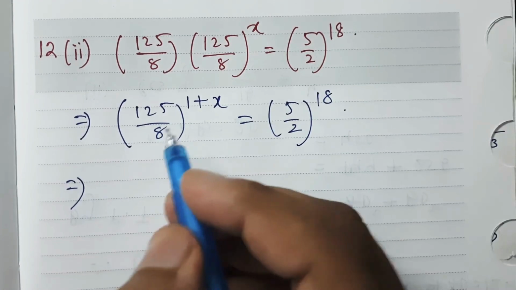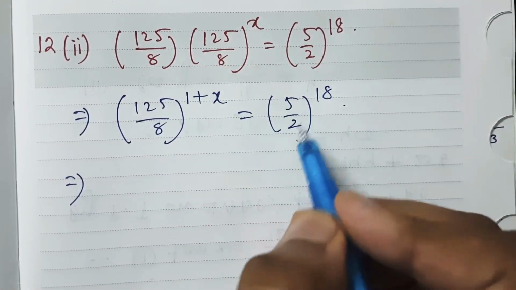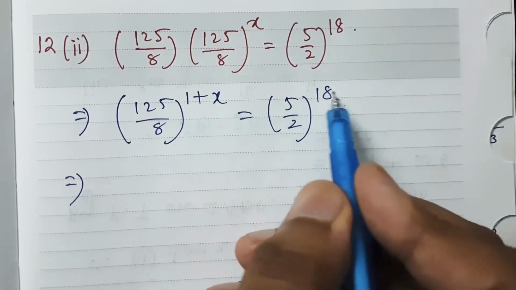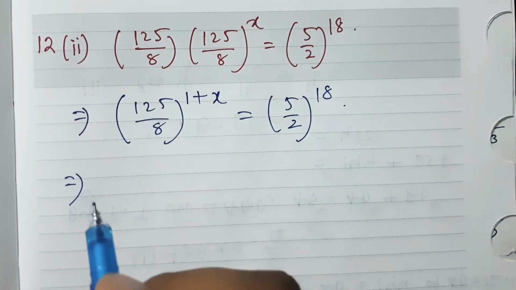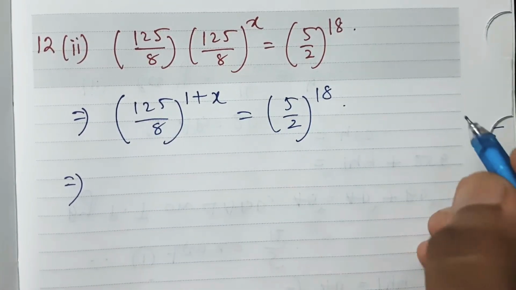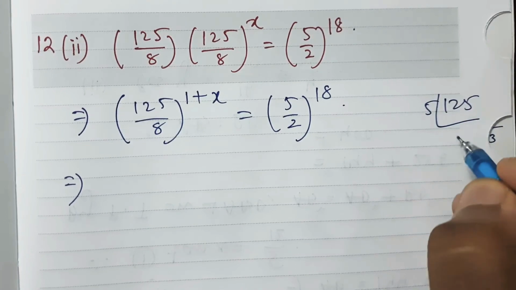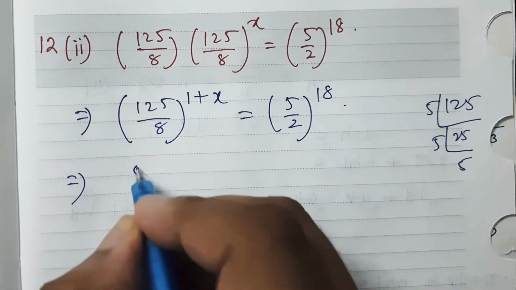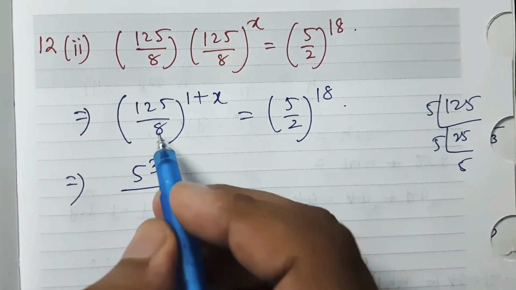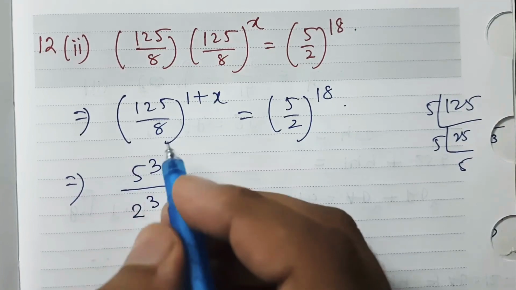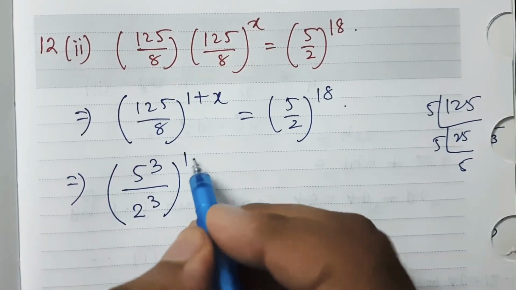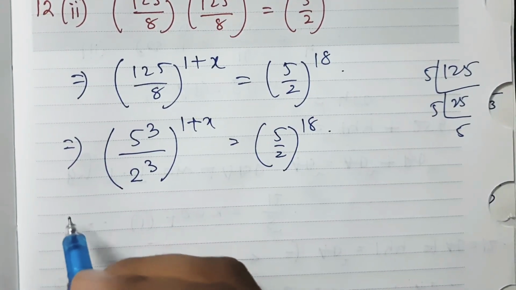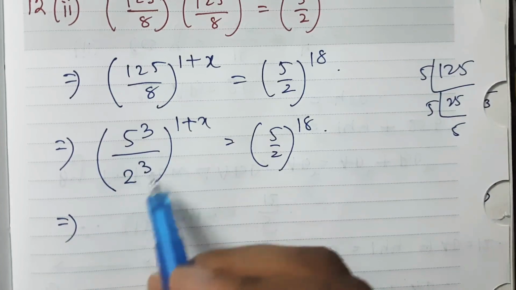Okay, now here you can see that here the base is 5 by 2 and here the base is 125 by 8, but you need the same base to compare these powers. Okay, now here you watch that 125 you can write as 5 into 5 into 5, that is 125. So 5 cube. Okay, and this 2, we already know that 2 cube is 8. Okay, and already to the power 1 by x is there, and this is the right hand side. Now here you can apply formula number 4.